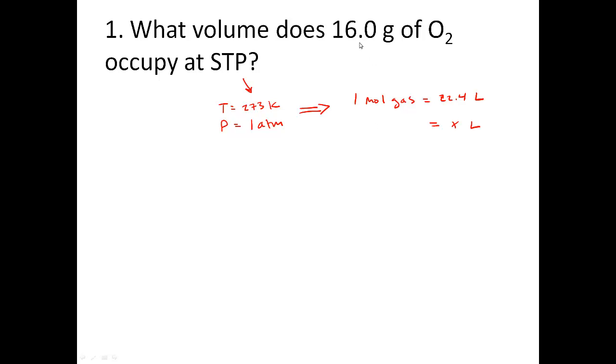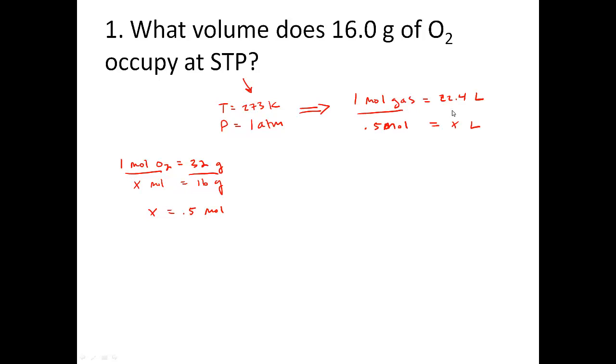Now, 16 grams, if we had moles, we could figure out how much space that would take up. So let's go ahead and turn 16 grams into moles. Well, if 1 mole of O2 is equal to 32 grams, how many moles are there in 16 grams? Okay, well, we just set up a ratio, right? Cross multiply, x is going to be equal to 0.5 moles. And that's what we're going to put up here. 0.5 moles.